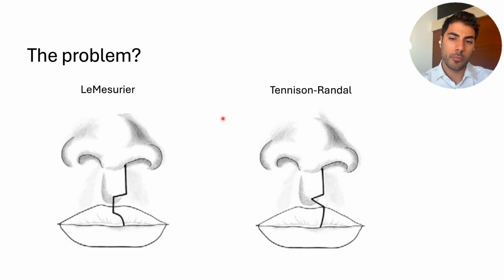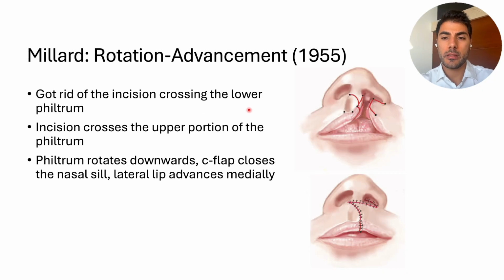So basically the problem with both of these is the scar that crosses the lower side of the philtrum in the middle. And thus Millard came into play with the rotational advancement concept. It was in 1955, and the goal was to get rid of the incision that crosses the lower part of the philtrum. So now I will explain the markings of Millard to better understand it.